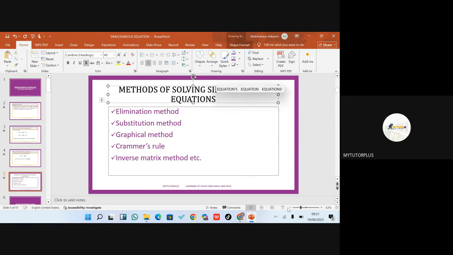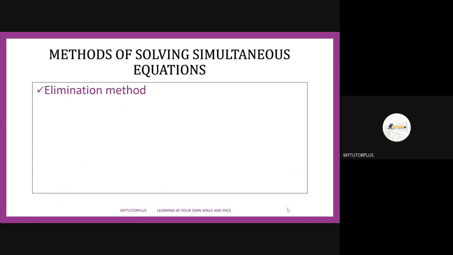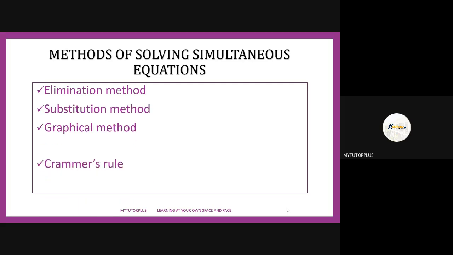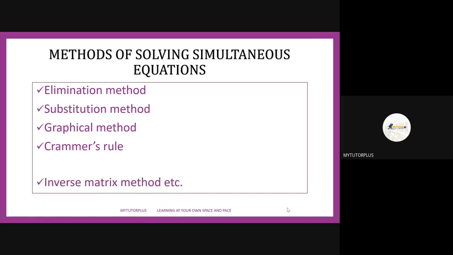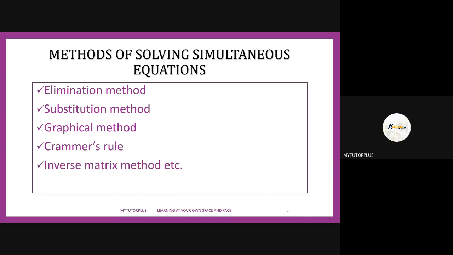So we have varieties of methods of solving a simultaneous equation, as you can see from my screen. The first one of them is what we call the elimination method. From what we have done in junior class, we have the elimination method, the substitution method, and the graphical method. Then I believe you haven't done Cramer's rule. Then we have the inverse matrix method, the Jacobi iterative method, the Gaussian method, plenty of methods of solving it.